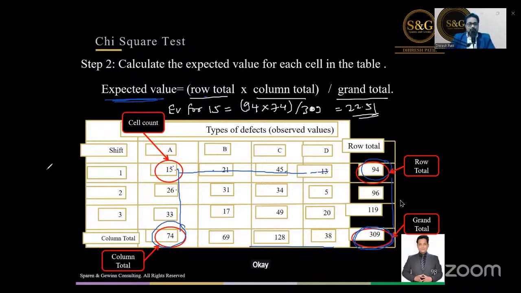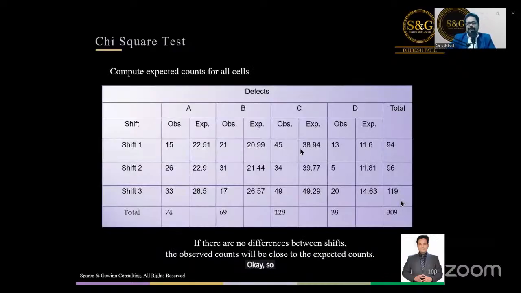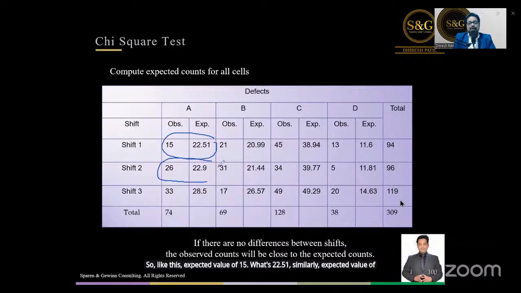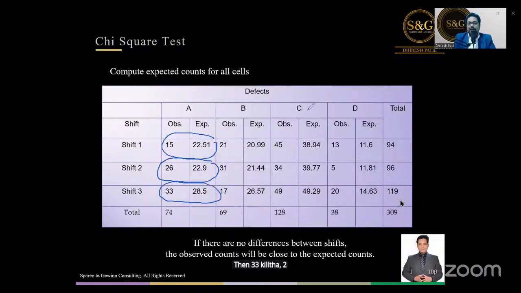Of course we are not going to do it. Software will do it for us. Look here: 94 into this is 22.51, so your calculation is absolutely right. In the table they have calculated this. Like this, the expected value of 15 was 22.51. Similarly, the expected value of 26 was 22.9. Then for 33 it was 28.5, and so on and so forth.